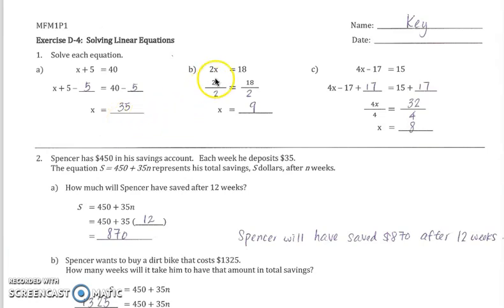Question B. 2x is equal to 18. 2x means 2 times x. To isolate x, we have to do the inverse of multiply, which is divide. So we divide by 2 on the left side and the right side of the equation. So we have x equals 18 divided by 2, which is x equals 9.